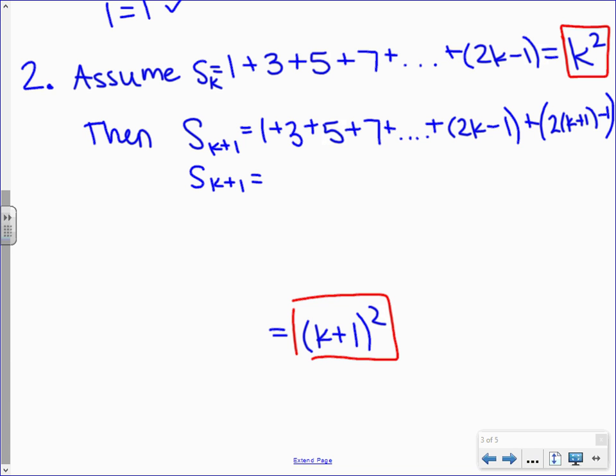Let's rewrite this a little bit to make it look nicer. We have 1 plus 3 plus 5 plus 7 all the way to 2k minus 1. How can we rewrite this right here? 2k plus 1.